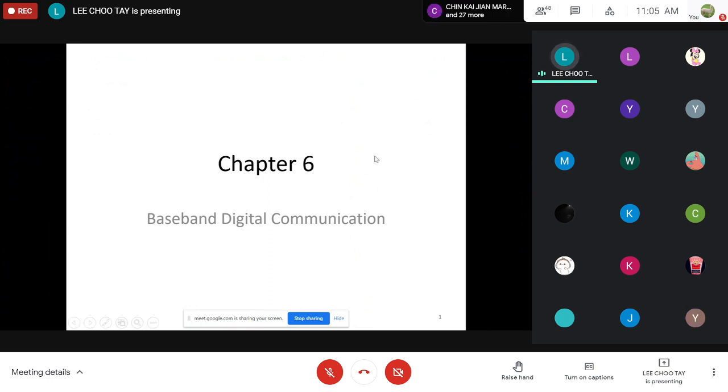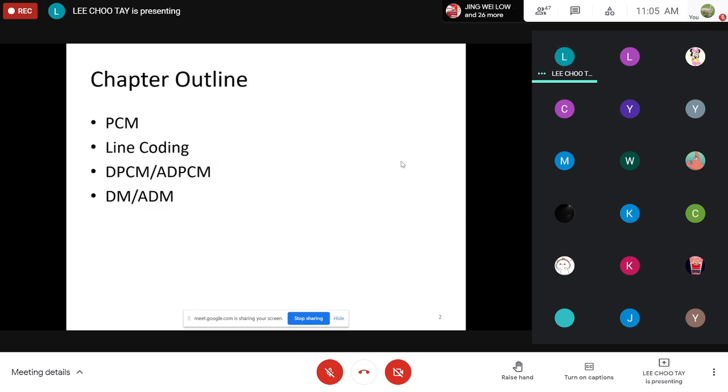Okay. So we have covered the two important analog communication systems in the previous chapters, right? They are amplitude modulation and frequency modulation. So the intermediate chapter or the transition into digital communication from analog communication is the pulse modulation. All right, so we've covered that as well in chapter 5. So in this chapter, we're going to look at baseband digital communication.